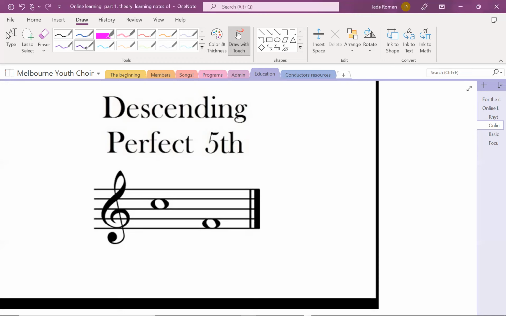Now, really commonly, basses use these descending perfect fourth and perfect fifth intervals. That's a really common bass line right there.